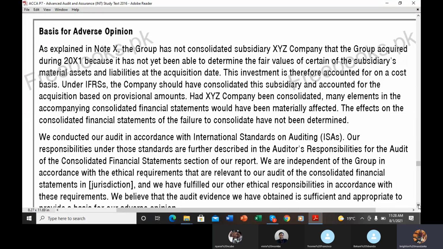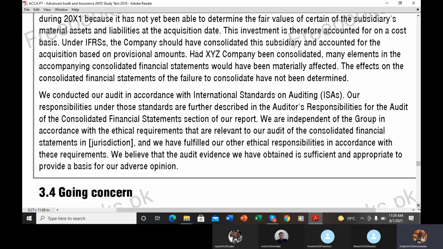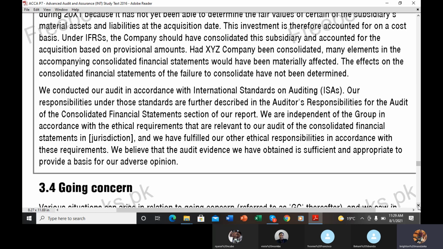That's where we are going to describe, give a description or a discussion of why you modified your opinion. Why did you opt to issue an adverse opinion? That's good. The next thing, again, is to state that you have conducted your audit in accordance with the ISAs, national jurisdiction, and in accordance with the code of ethics for professional accountants, simple as that. And we believe that you have obtained sufficient appropriate audit evidence.